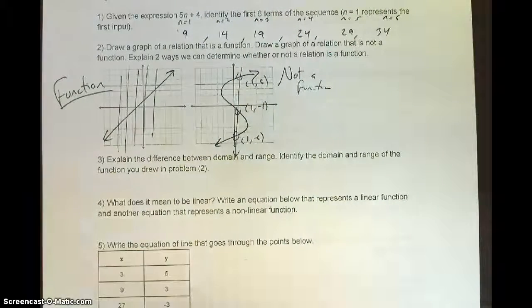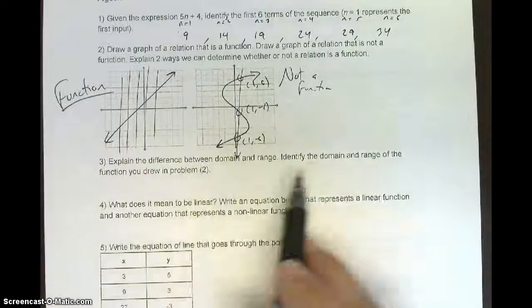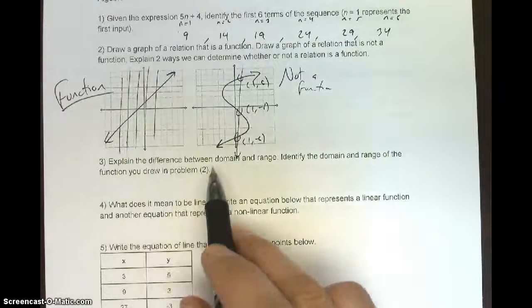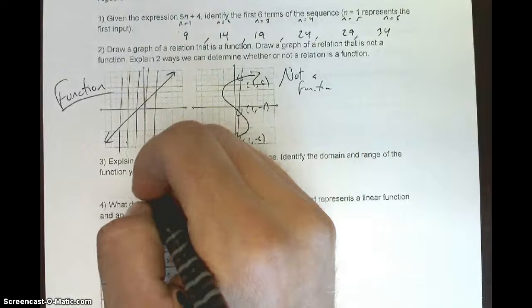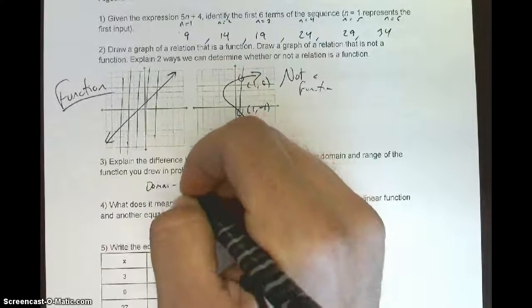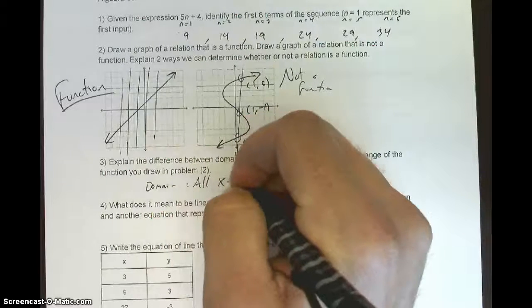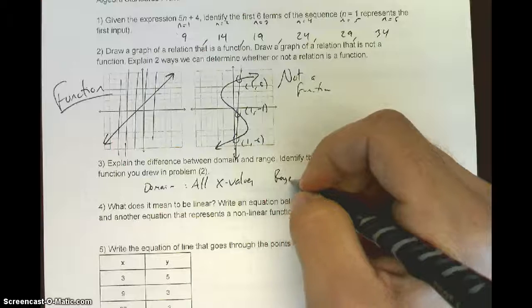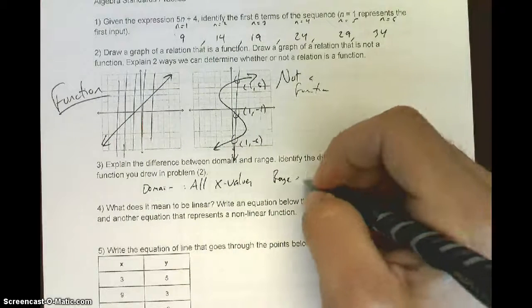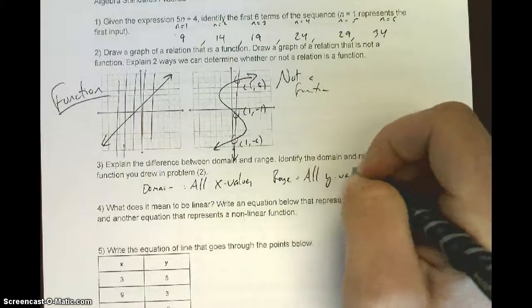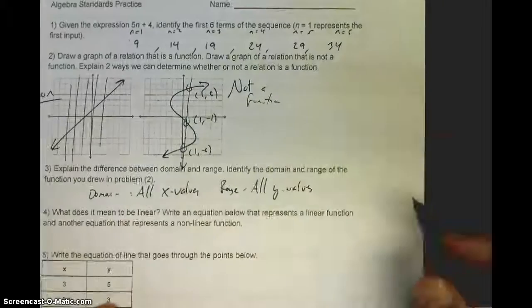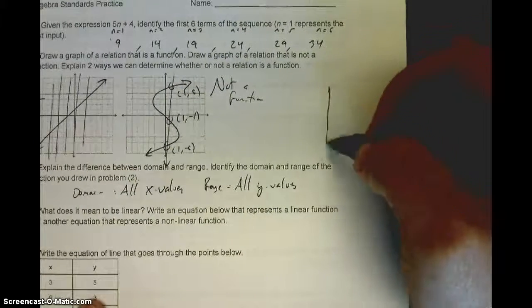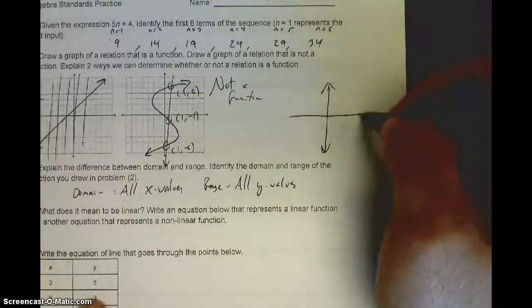Explain the difference between the domain and range. Identify the domain and range for the functions you drew in problem 2. Domain is all x values. Right? Your range is all y values. I probably didn't draw the best graph up here, so let me show you another one real quick. That will be a better example.